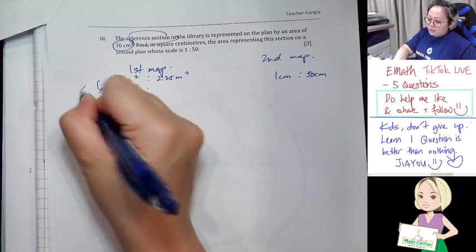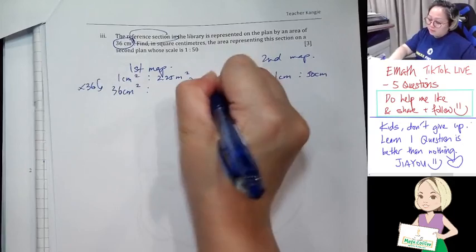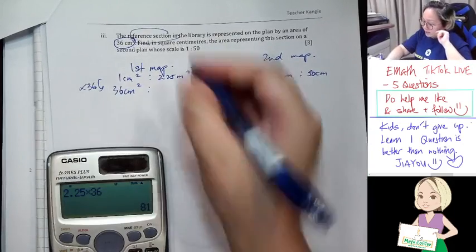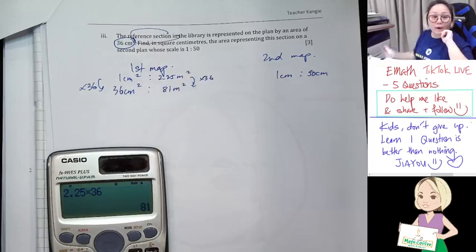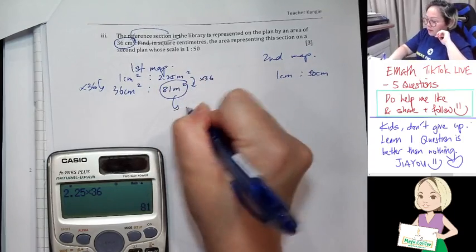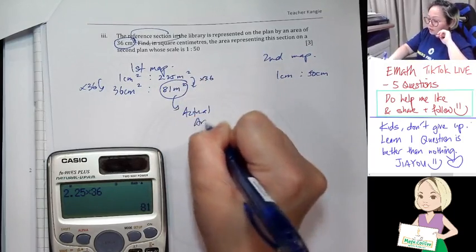Then to come here, you get times 36, right? So this side also times 36. I'm going to take 2.25 multiplied by 36, so I get 81 meter square. Agree? So kids, this is the actual area. Actual area will not change.